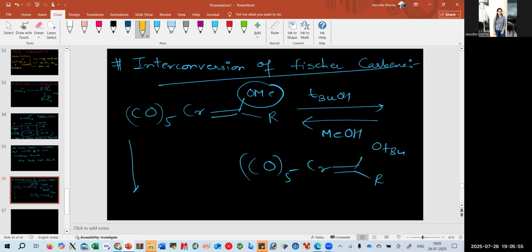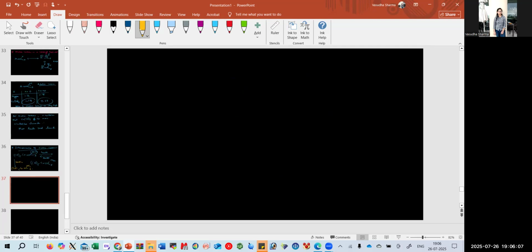Similarly, if I have HNR2, it can easily change the OMe group to an NR2 group and R. So this is the beauty of the Fischer carbene that we use. Also, this has application in aldol reactions.